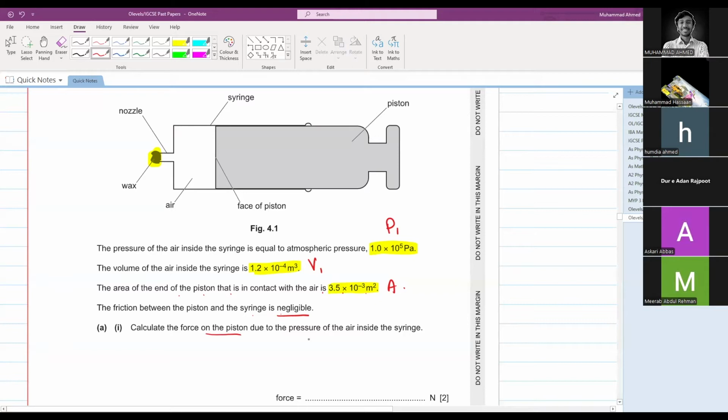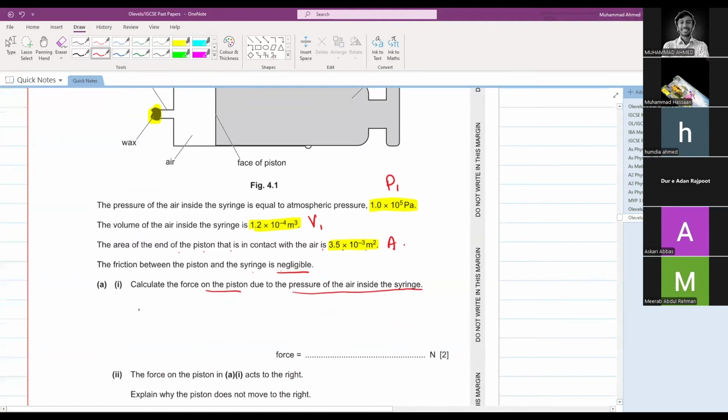Calculate the force on the piston due to the pressure of the air inside the syringe. Again, which formula will we apply? Pressure is equal to force over area. Are you given the pressure? Yes. Are you given the area? Multiply कर दो बेटा. 1 into 10 to the power of 5 multiplied by area, that is 3.5 into 10 to the power of minus 3. What does your force come out to be?